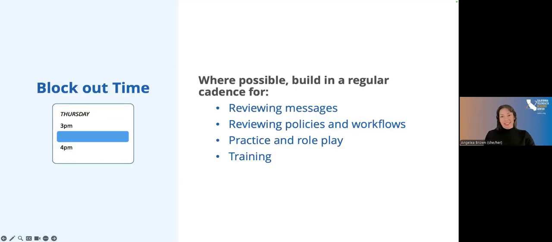So we've all heard the adage that for things like self-care, if you don't have time, you have to make time. And this can really apply to staff functions around the portal as well. So consider blocking out regular time during the day to read messages, or monthly policy or training, or quarterly practice or role play. So policy can support this practice.